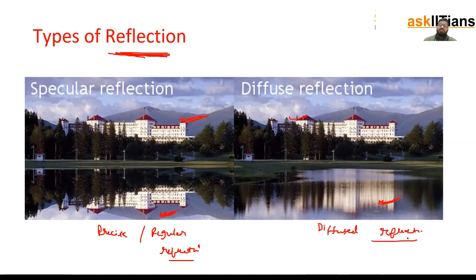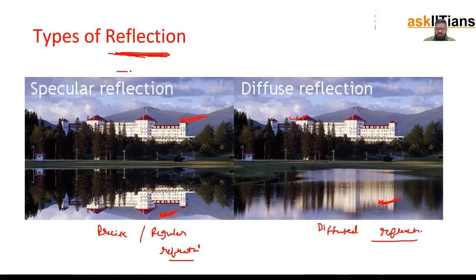So the reflection in which you will observe the correct image or sharp image is known as specular reflection or regular reflection. And the reflection in which you will observe a blur image, or not a clear or sharp image, is known as diffuse reflection. Okay. So what is the basic reason for specular and diffuse?